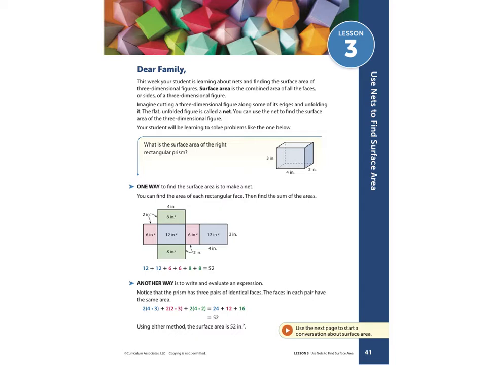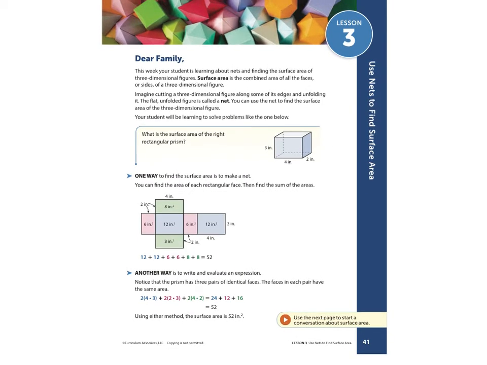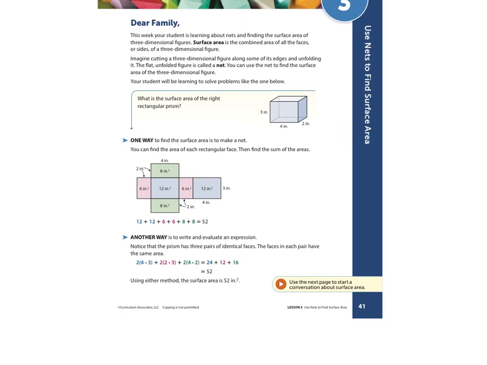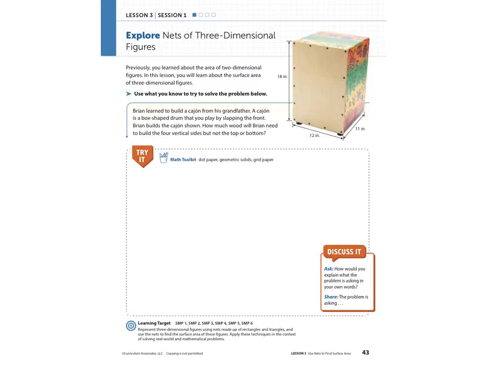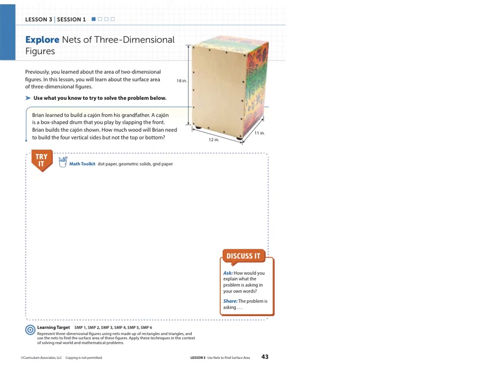Imagine cutting a three-dimensional figure along some of its edges and unfolding it. So think of a box, laying it flat, not folding it together flat, like smashing it, but cutting all the pieces out, like they have right here in the middle, and you have to find the area of each piece. This is called a net first. You can also do it through an expression, which we're going to work through. That's our goal. There's an activity here that if you have time, you can always do with your family. So we're going to start here with our first problem.